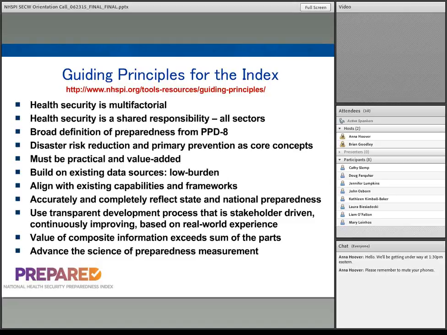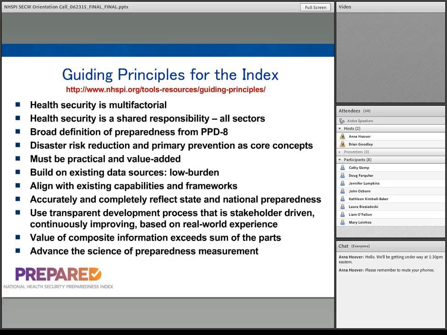The next one has to do with the fact that we are using existing data sources. We made a promise early on that for the time being we would not be asking for new data collections from folks. The practice community gets inundated with those kinds of requests, and they were clear that it was important that we use our existing data. That has been both a benefit and a challenge, because as you know, there are areas that are core to health security where we've not been able to identify good measures. That links to the last principle at the very bottom of the slide: the ability to use the index as a call for better measurement and better science in some of our preparedness efforts. We, of course, also want to align with existing capabilities and frameworks.